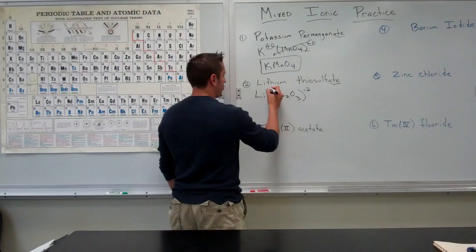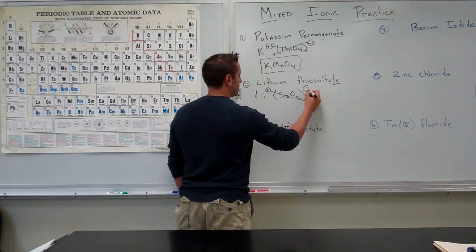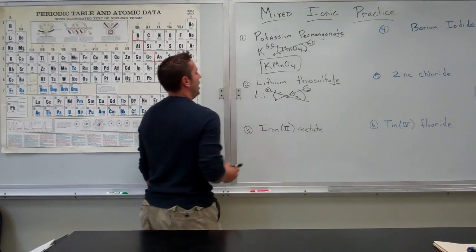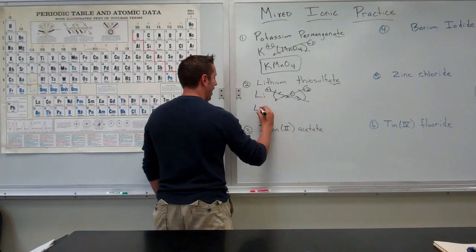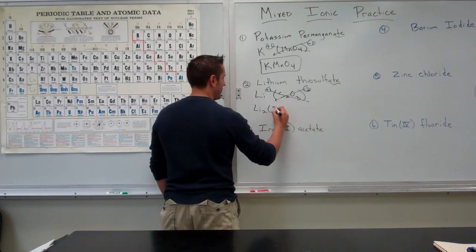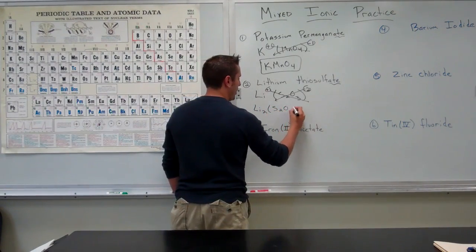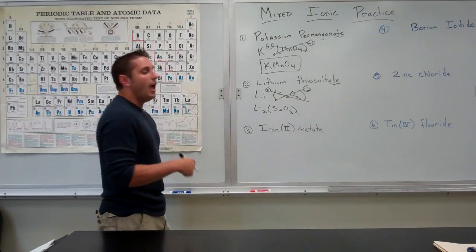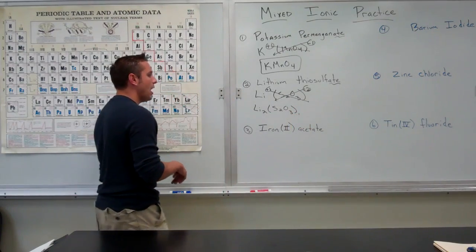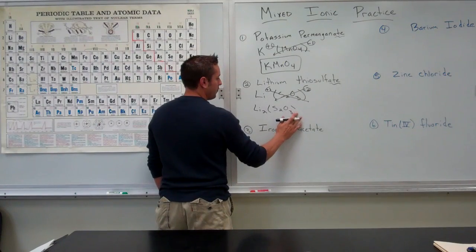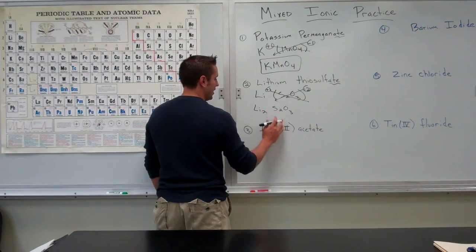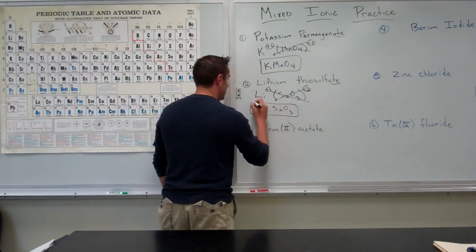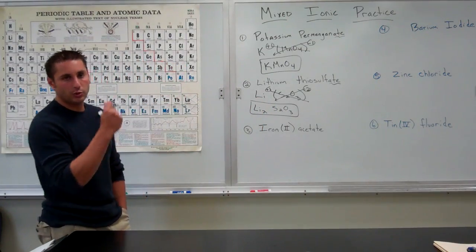So step 2, cross your charges down, and you end up with Li2 parentheses S2O3 parentheses 1. And just like I was saying in the previous problem, we don't leave subscripts of 1 or parentheses anytime that happens. So it's Li2 S2O3.